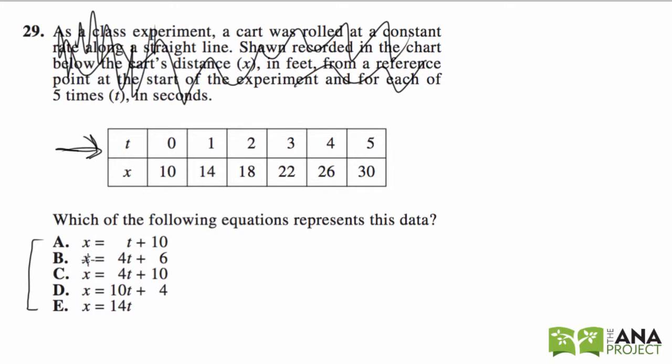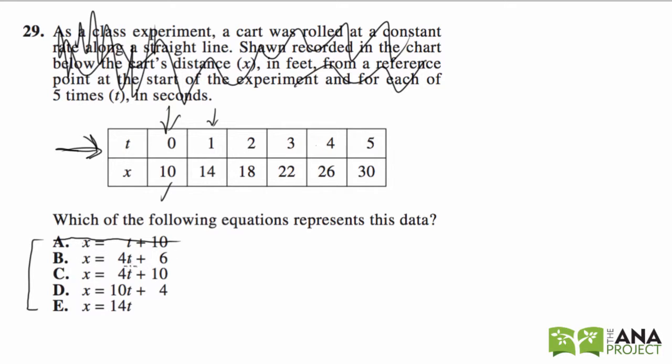So we have 1, 2, 3, 4, 5 equations. We want to see which one of these equations represents this data. So let's just try this one first. If t is 0, we plug in 0 for t here. X will be 10. Well, that works here. Now let's try, it has to work for all columns. Let's try this one. T is 1, 1 plus 10, x is 11, but it says x is 14. So that doesn't work. It needs to work for every one.